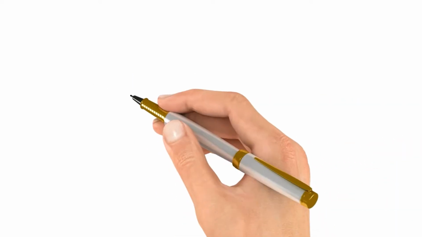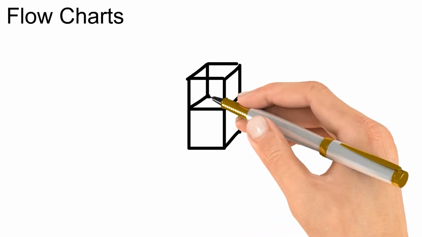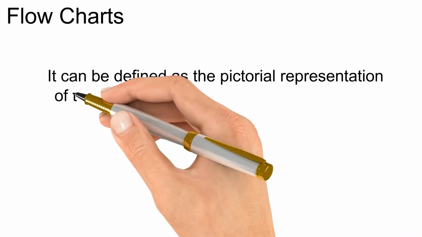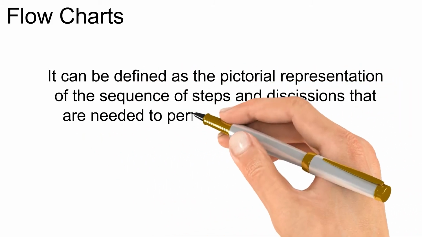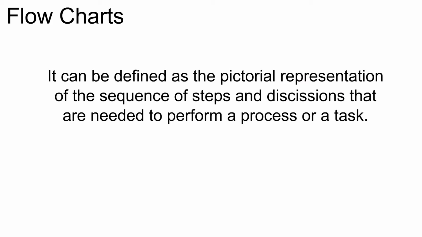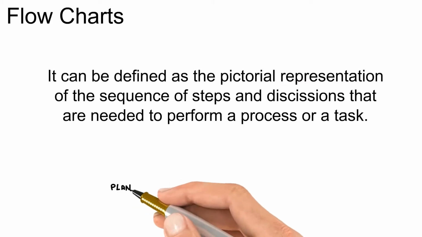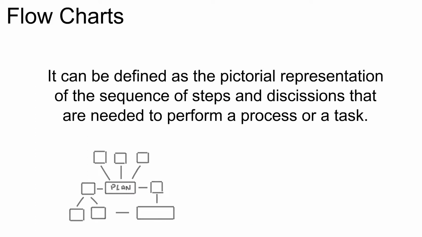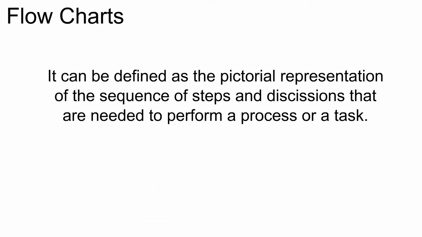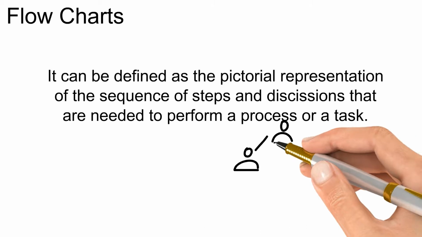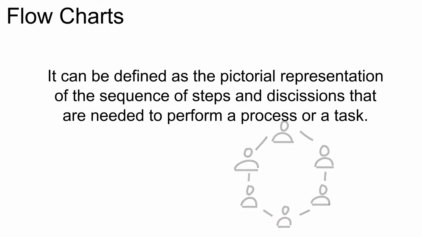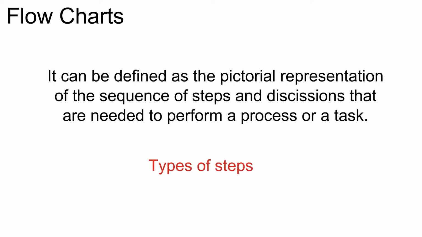Now let's talk about flowcharts. Flowcharts are basically the pictorial representation of the plan. It can be defined as the pictorial representation of the sequence of steps and decisions that are needed to perform a process or a task. These flowcharts are made to explain the working process of a program in a pictorial manner. A programming flowchart can be made by breaking down these steps into various parts and writing them in different shapes to distinguish between the types of steps to be followed.